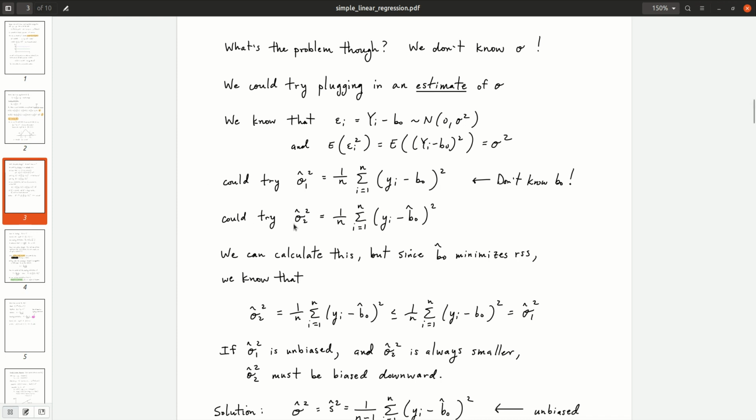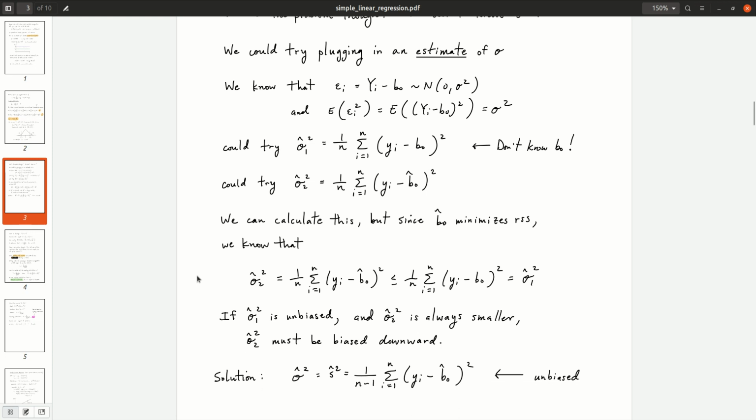Another thing we could do is, well, let's just plug in an estimate for b0. So just take yi minus b0 hat squared and take the average. So I'm calling this estimate sigma 2 squared. Now this is something we can actually calculate. This is data we have, and this is just the average of the data. But there's going to be a problem with this one as well, and let me try to explain what the problem is.